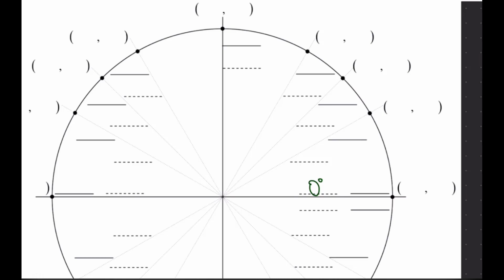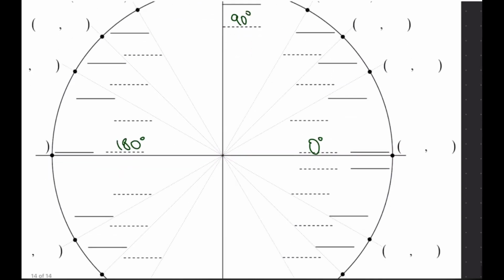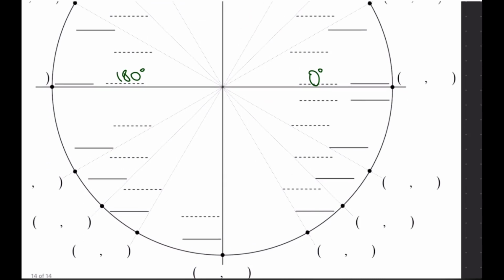If this was my initial side and this was my terminal side, what degrees is that going to be? 90. So I'm going to fill this in as 90 degrees. If I went all the way across, how many degrees would that be? 180. What would my one at the bottom be? 270 degrees. Yep, good job.